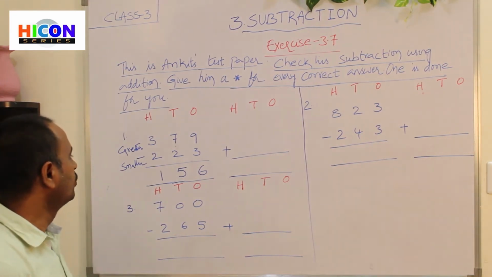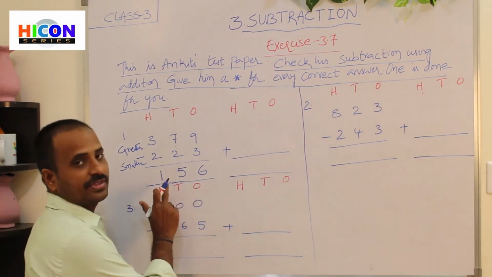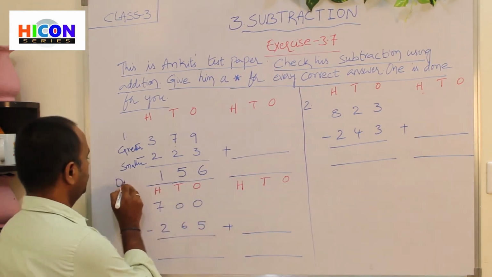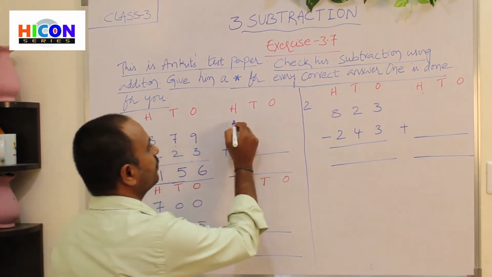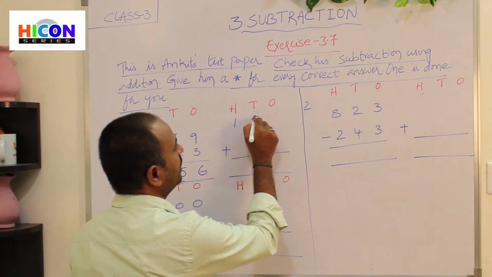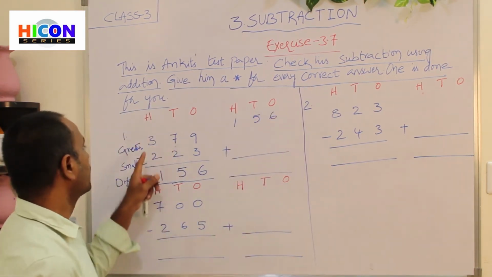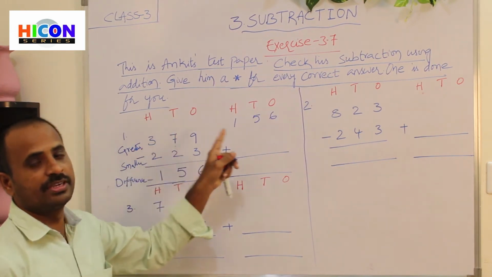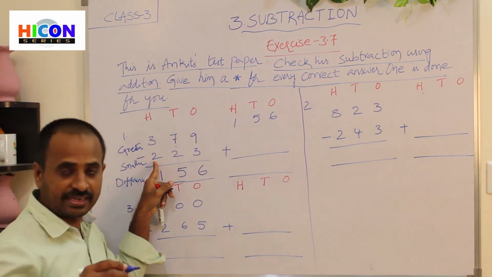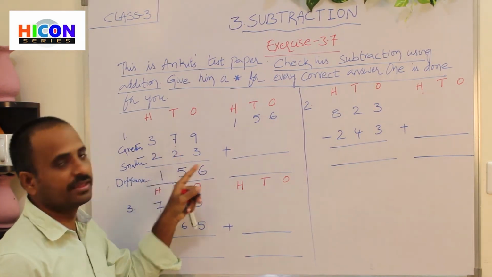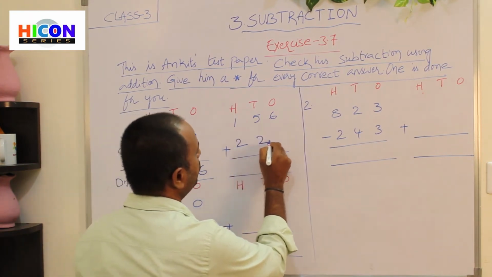So let us see how to verify. So first write the difference. So what is the difference here? 156. The difference is 156. So write 156 first. And add the smaller number to the difference. What is the smaller number here? That is, what is the second number? 223. So write 223 here.